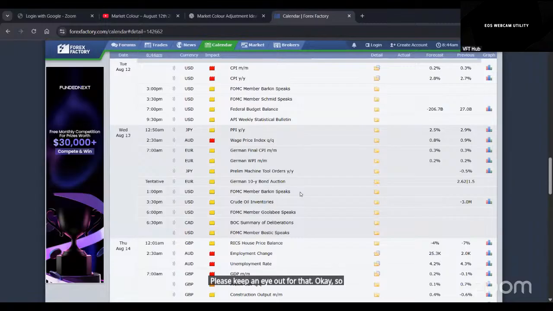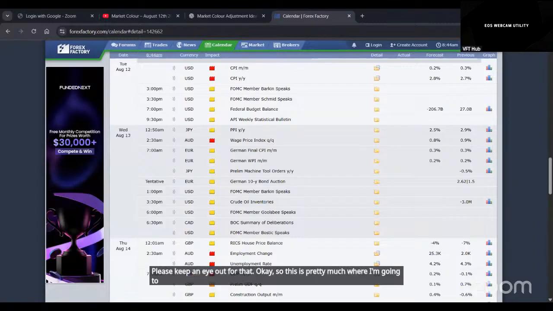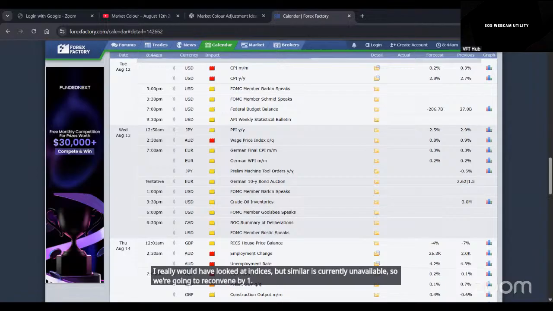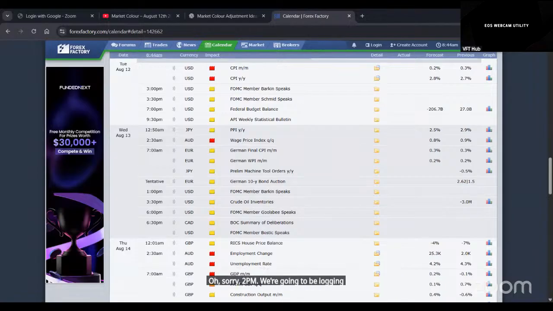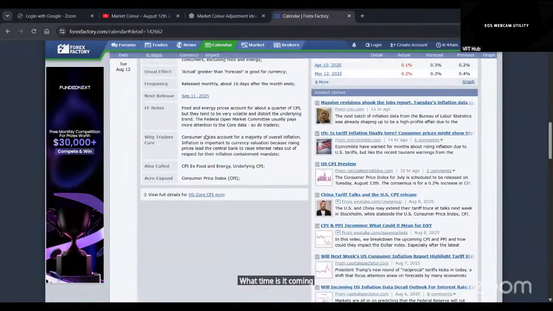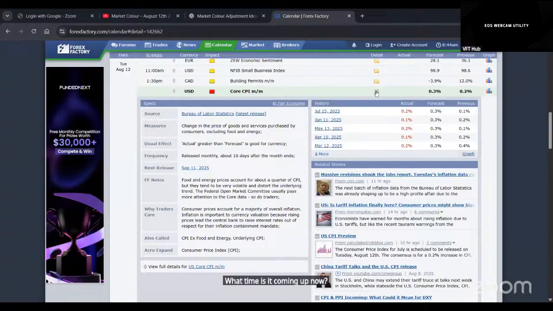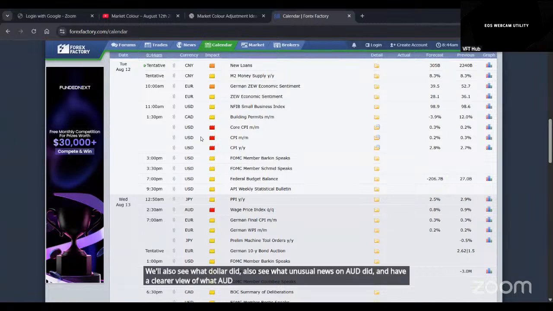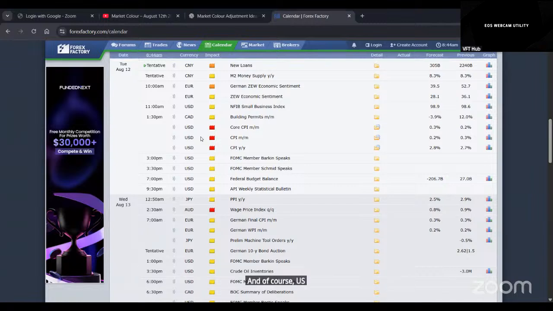Okay, so this is pretty much where I'm going to call it a wrap for today. Ideally would have looked at indices, but the market is currently unavailable. So we're going to reconvene by 2 p.m. to do a recap. And by then, this news release would also be out. So we'll also discuss its impact. I believe so, right? What time is it coming out? 1:30 p.m. So by then it should have come out. We'll also see what the dollar did, also see what the news release on AUD did, and have a clearer view on what AUD USD would be doing. And of course, USD CAD as well, because it's also dollar correlated.